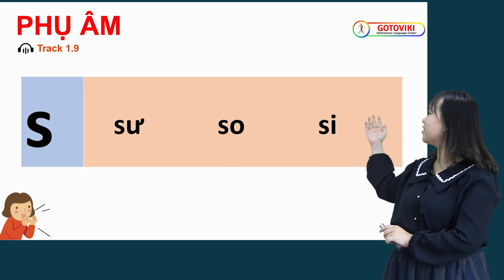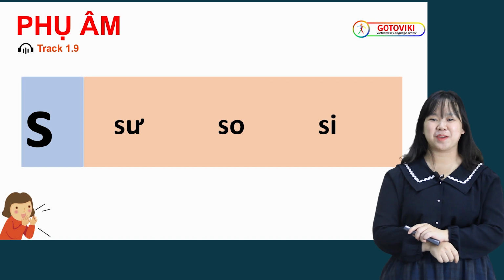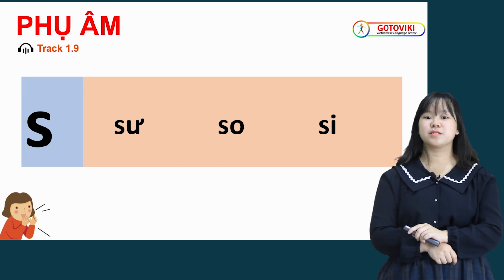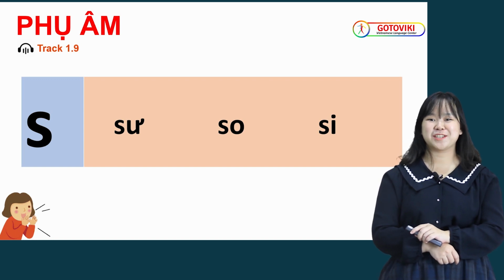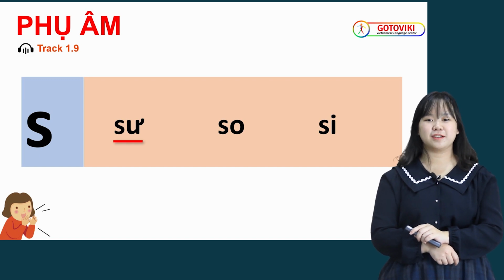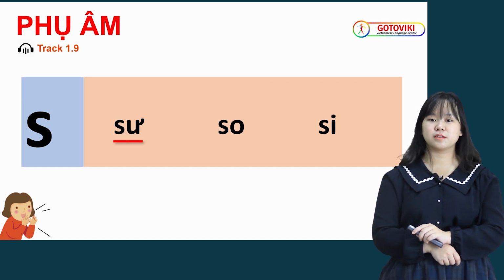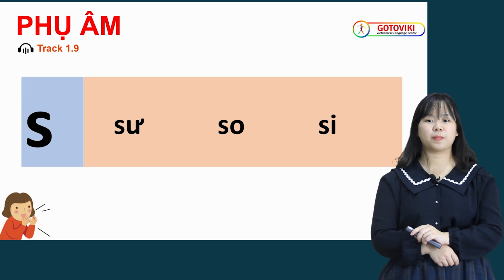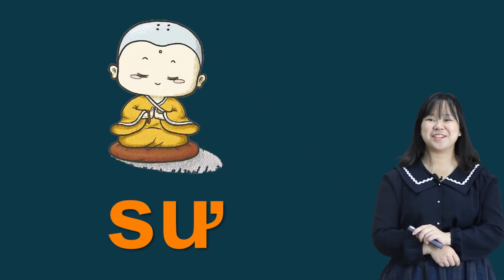Here we have the consonant sh. Let's practice with me. Sh, sh, sh. For example, shu, shaw, she. Shu, shu, shu, shaw, shaw, shaw, she, she, she. Shu is the breast in English.